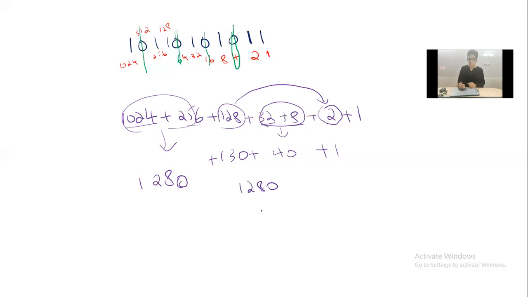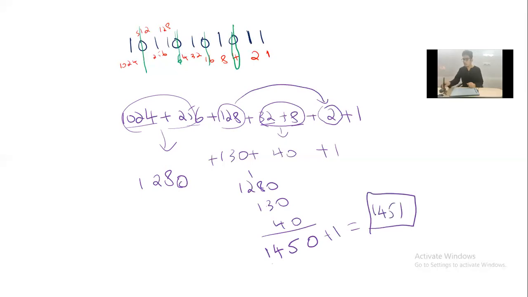So now let's see 1280, 130 and 40 and 1. Let's do this math slowly. 0, and 8 plus 3 is 11. 11 plus 4 is 15. 1 carry. 2 plus 1 is 3. So 1450 plus 1 is 1451. So we have deduced that the decimal value of that big binary value is 1451.